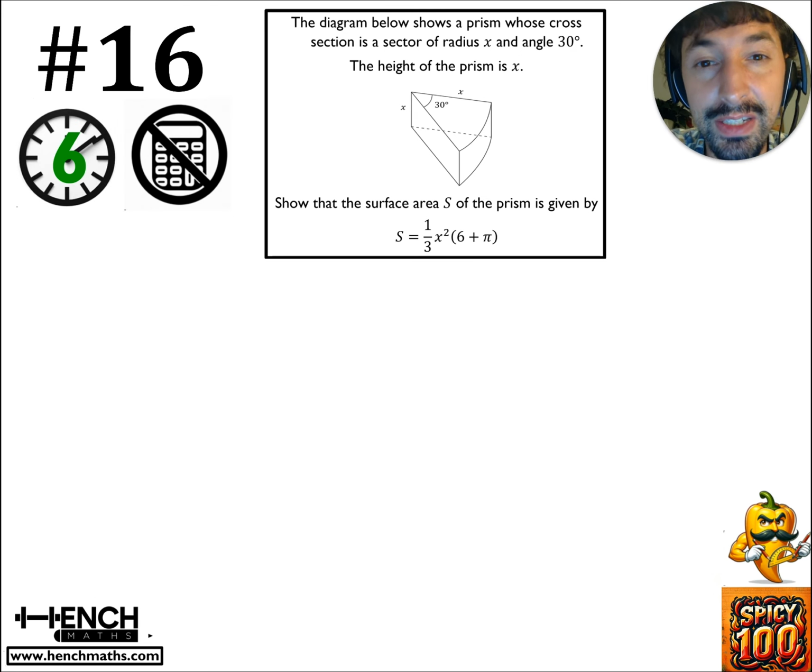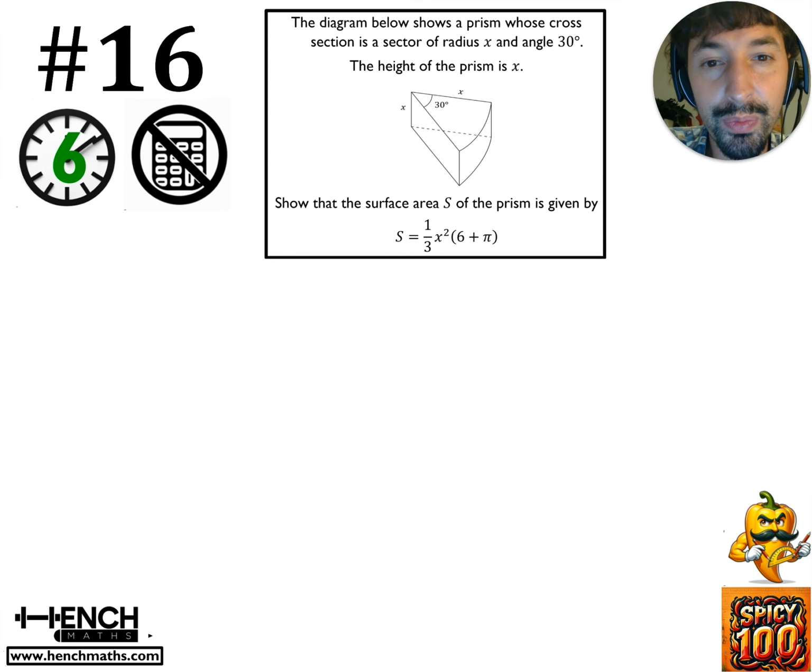So in question 16, we need to find the surface area of this prism, and the prism has a cross section which is a sector. So we're going to need to know about areas of sectors and arc lengths of sectors. It's also important that we can visualize what the net of the shape of this prism would look like, how many sides. We're going to have to work it through algebraically. So let's imagine what this looks like.